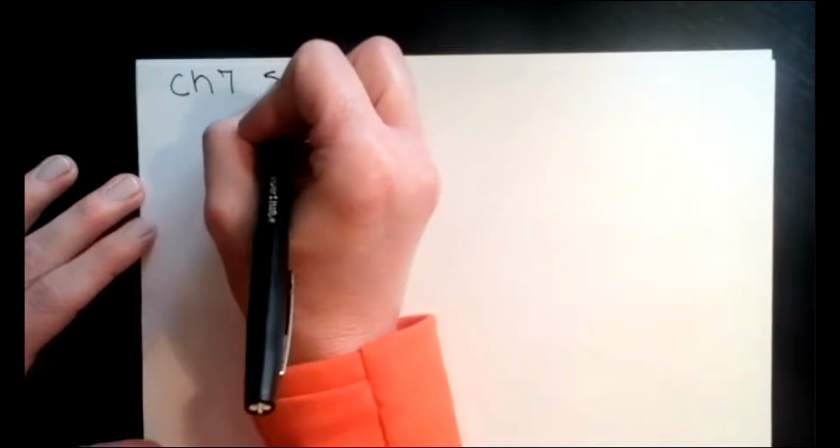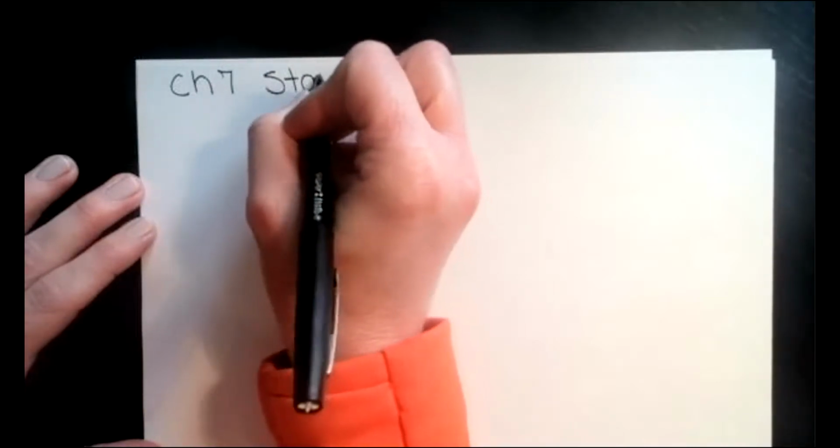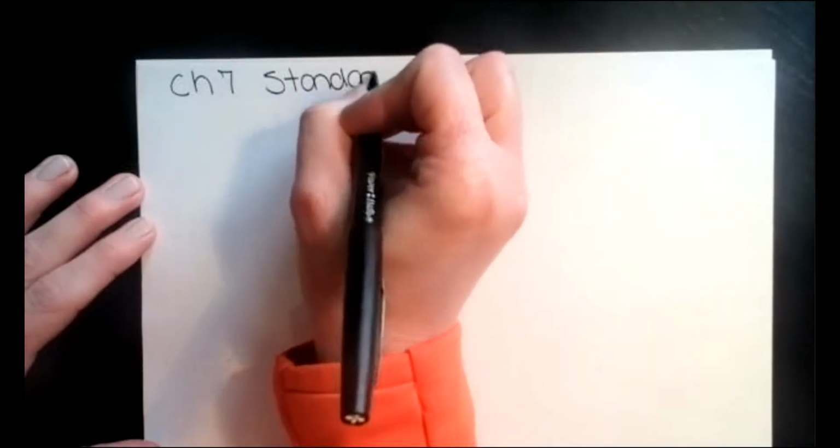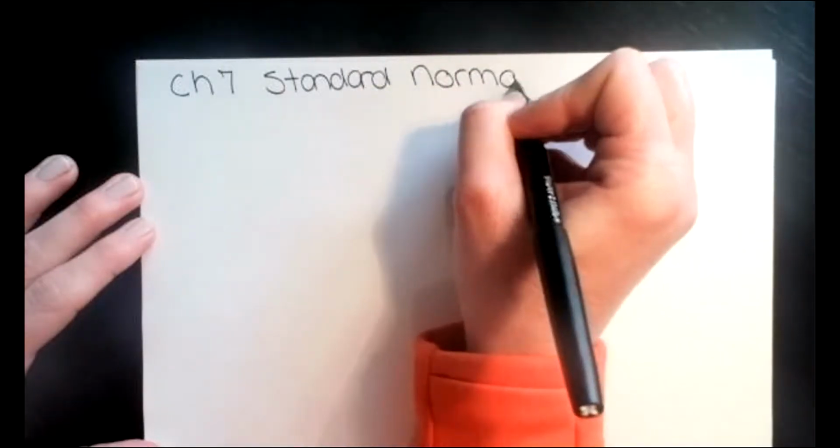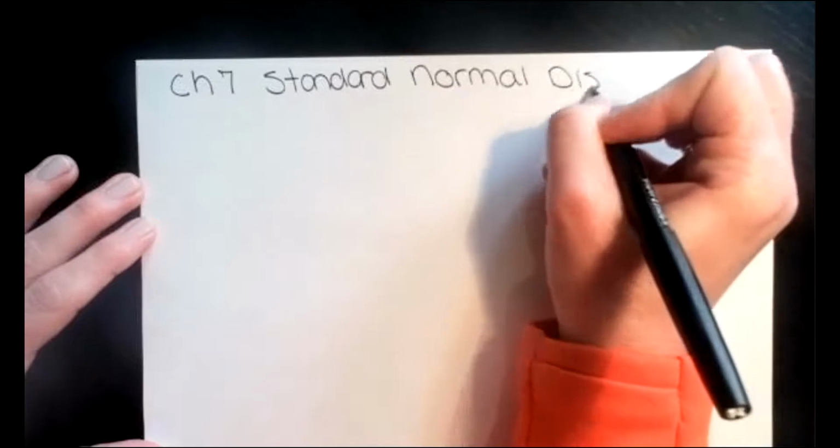Okay, so here we're still looking at chapter 7 today. And last class for chapter 7, we were looking at the normal distribution. Today in chapter 7, we're going to study the standard normal distribution.